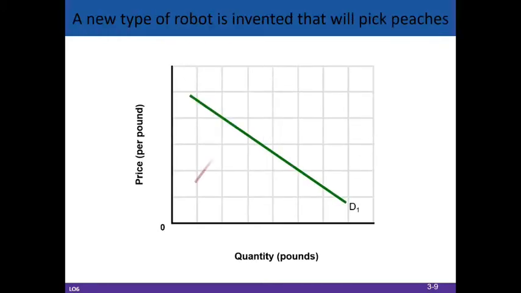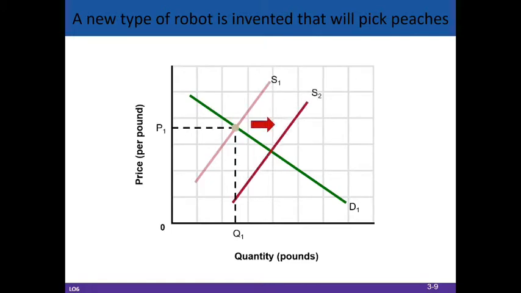A new type of robot is invented that will pick peaches. Initially, we have this equilibrium in the peach market, and with the new technology, the farmers can pick more peaches with the help of the robots. That will increase the supply of peaches. That is a rightward shift in supply. With the new supply, now we have a new equilibrium. At the new equilibrium, we have a lower price and higher quantity.